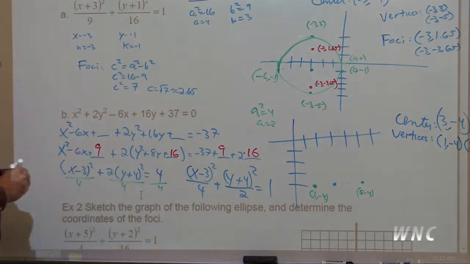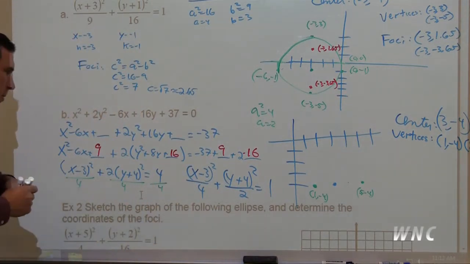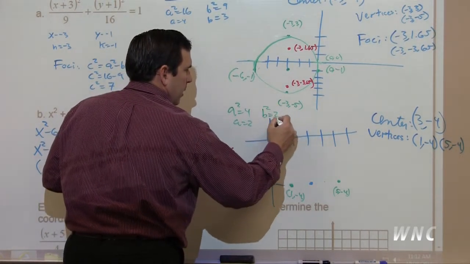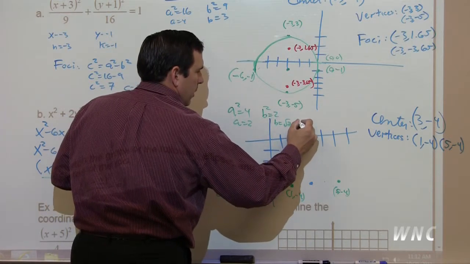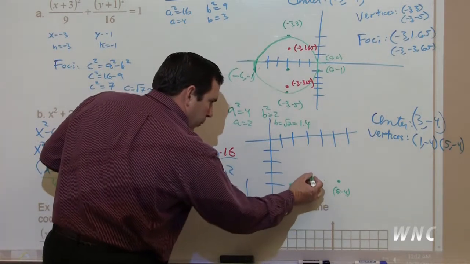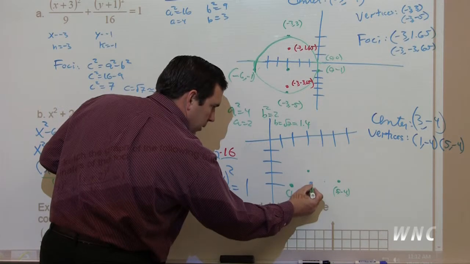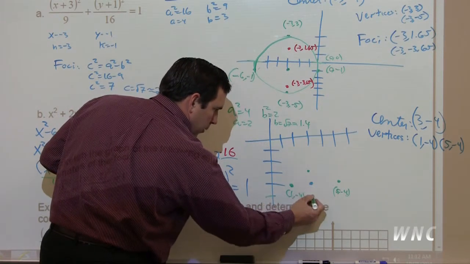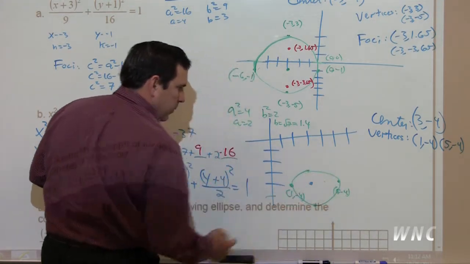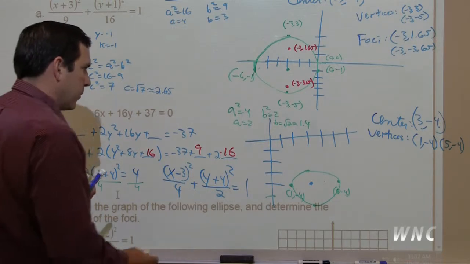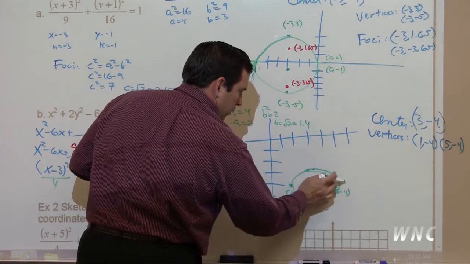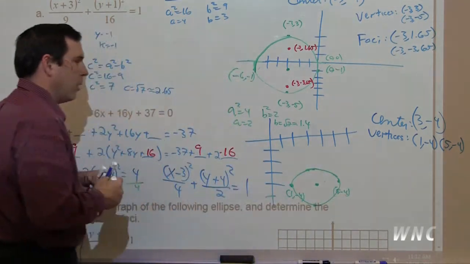Now we have to find our foci. Just to complete this, I want to have fun with this. b squared is 2, so b is the square root of 2, or approximately 1.4. So we come up 1.4 and we go down 1.4. Okay. There's our ellipse. We need the foci.